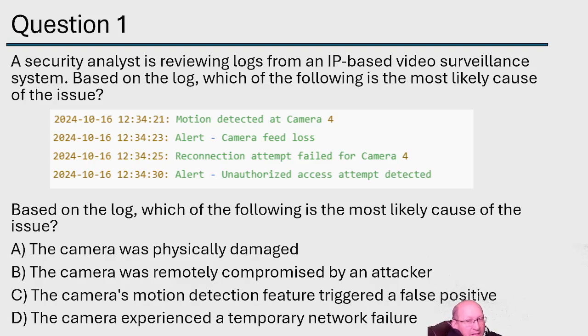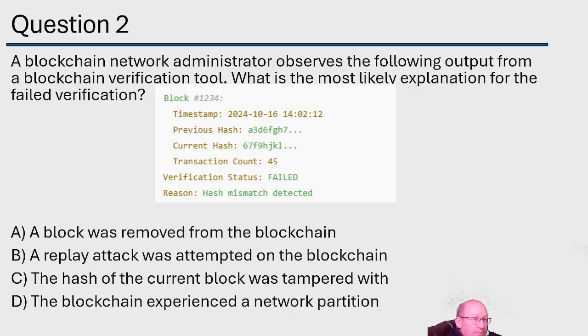Well, if you guessed B, you would be 100% correct. And our clue there is that last line of the log, right? We see alert, unauthorized access attempt detected. So why not physically damaged? Well, if we damage the product, then we might just see motion detected and then camera loss, and then maybe a reconnection attempt failure, but not an unauthorized access attempt. And so B is going to be our correct answer on that one. I hope that makes sense. There we go. All right, question number 2.